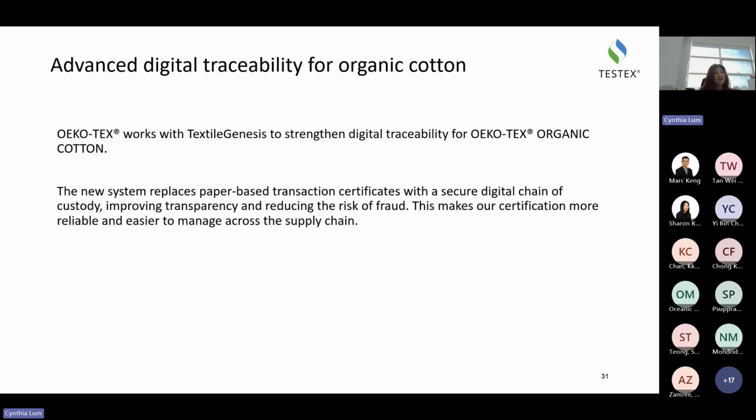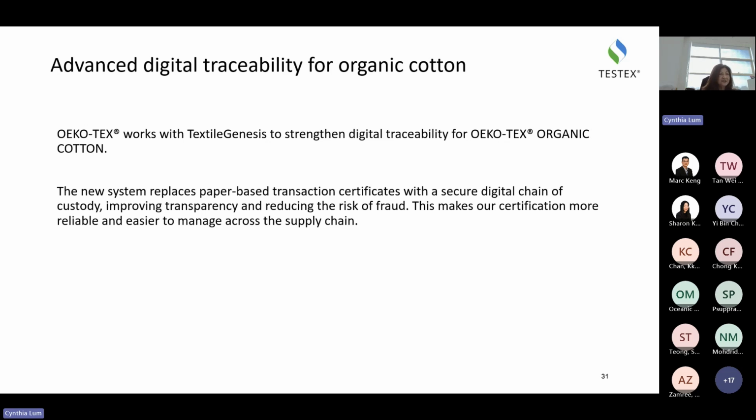So, advanced digital traceability for organic cotton. OEKO TEX is working with Textile Genesis to strengthen digital traceability for OEKO TEX organic cotton. So this new system replaces paper-based transaction certificates from the past. It uses a secure digital chain of custody. So it improves transparency and reduces any risk of fraud. This makes the OEKO TEX organic cotton certification more reliable and easier to manage across the supply chain.